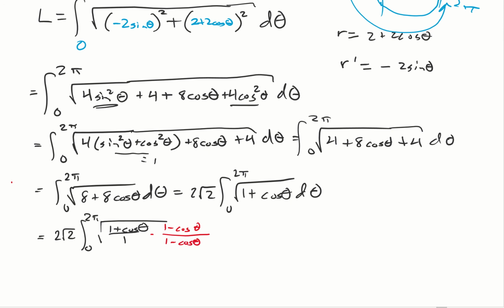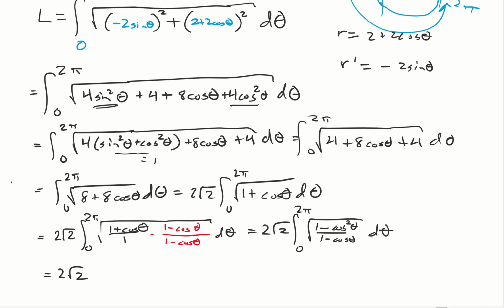Have you ever done this before? Does this look familiar? Okay, 2 radical 2 integral, 0 to 2 pi. I've got a square root, I've got 1 minus cosine squared theta, all over 1 minus cosine theta, d theta. But upstairs, what happens? 2 radical 2. Now I've got to be careful. It's going to be sine squared.